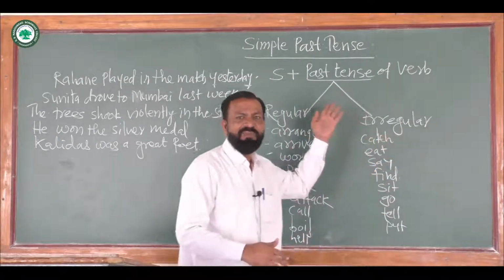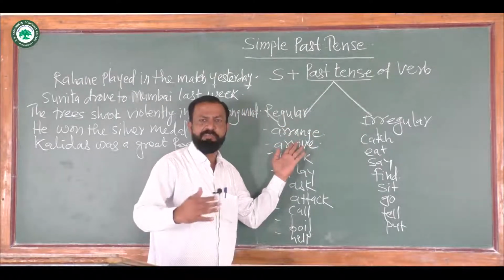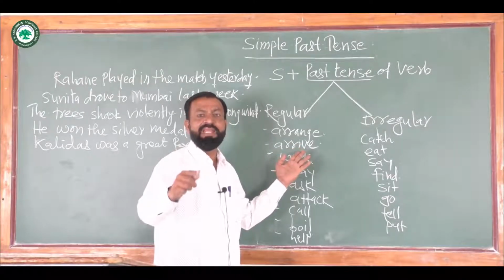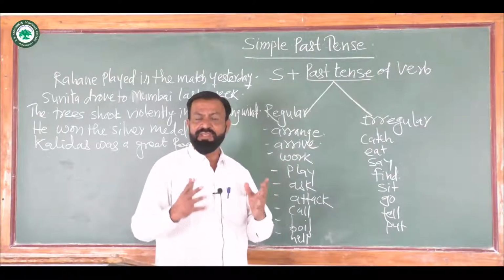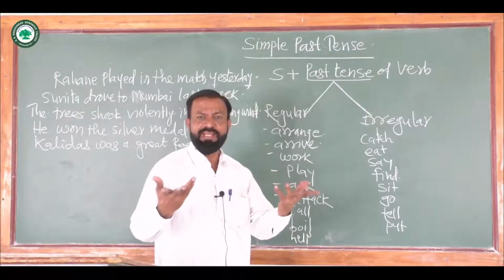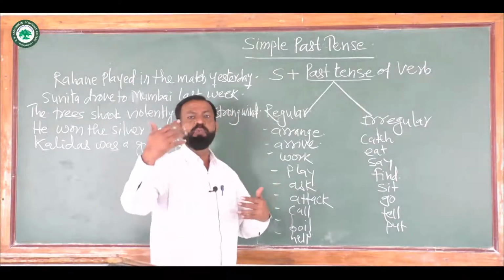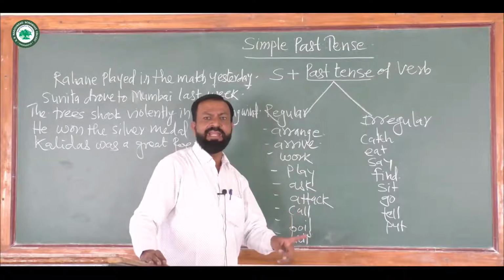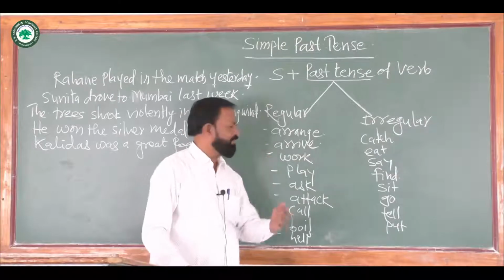Here I have given you certain examples. Arrange: the past tense of arrange is arranged, which means the past tense is made by adding ed to the main verb. Or arrive: the past tense of arrive is arrived, by adding ed. Work: the past tense of work is worked, which means the past tense is made by adding ed to the root verb, main verb or the stem.